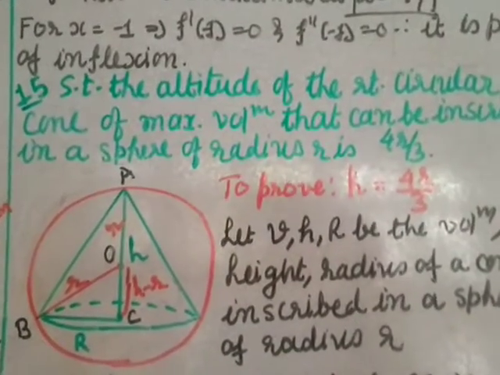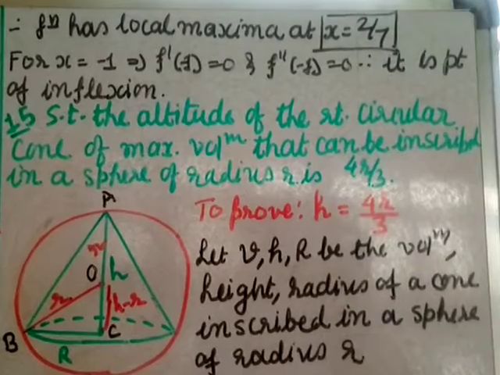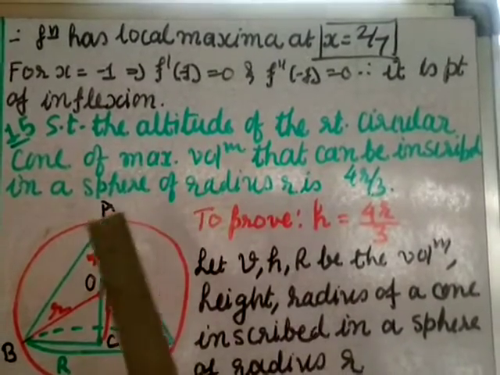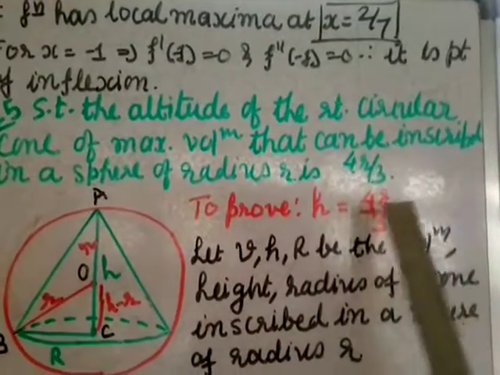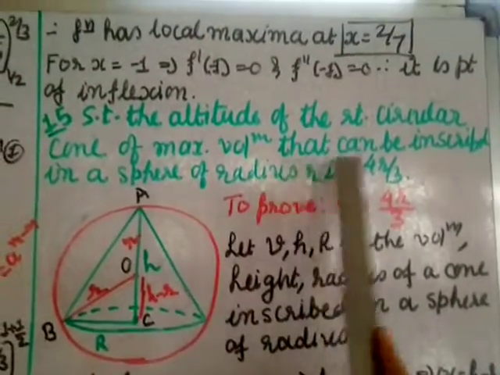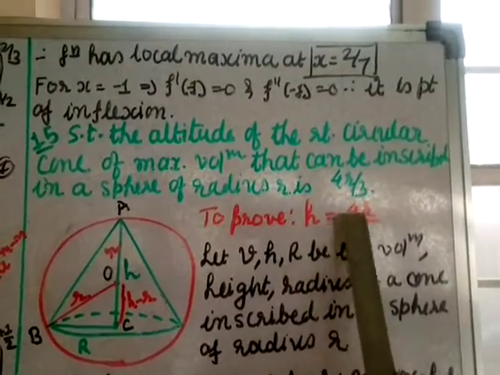Question number 15. Show that the altitude of the right circular cone of maximum volume that can be inscribed in a sphere of radius r is 4r by 3. Now here they are asking you to prove that the altitude, that is h, is equal to 4r by 3. Okay, this is the sphere.